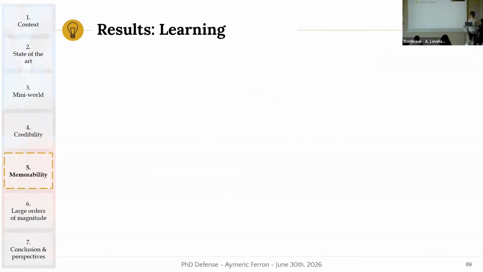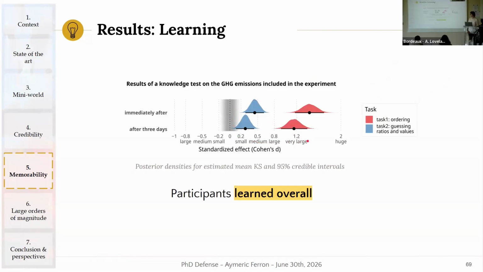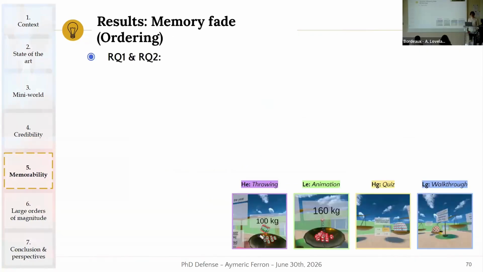So now we show a result about learning. Every result is split: I'm making a difference between ordering the datasets and guessing the ratios and values, because ordering seems to be easier. So here, for example, for the learning score, we can see for the ordering task that the effect is very large, so people are learning a lot immediately after their experience. And for guessing ratios and values, we got a medium effect, so people are learning whatever the conditions. And a few days after, we got the same distribution, but a bit shifted to the left, meaning that people tend to forget a bit. So it means that participants learn overall whatever the conditions. Then a few results about the memory phase, starting with the ordering task.